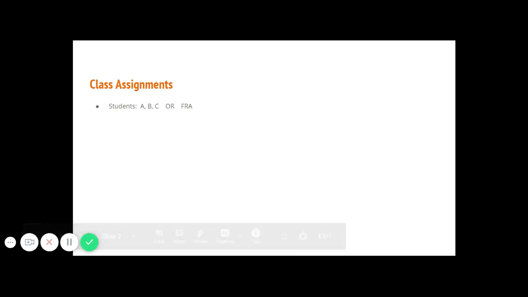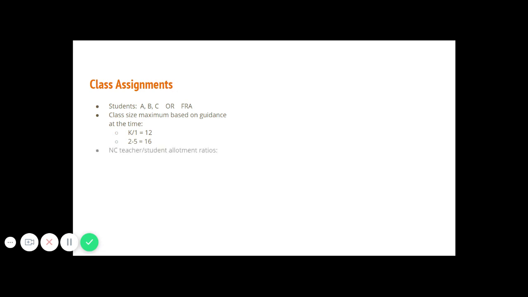We began creating assignments with students assigned to either A, B, C rotation or opting into the full remote academy. We also had class size maximums for in-person attendance that were based on the guidance given at the time. Kindergarten and first grade, no more than 12 students in a classroom, and second through fifth grade, no more than 16 students in a classroom.